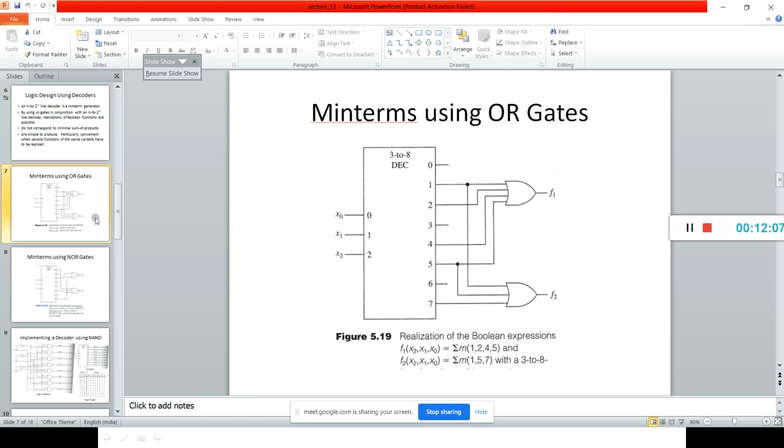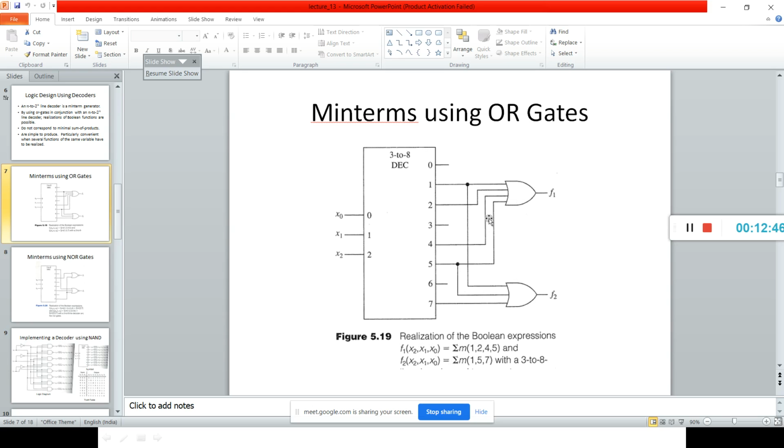Now, the min-term generator using OR gates. Min-terms can be generated for x2, x1, x0. There are 3 inputs and 8 outputs. So here 3 inputs are there, that is x2, x1, x0. And here 2 functions are given: f1 of x2, x1, x0 is summation m 1, 2, 4, 5, and f2 is given as 1, 5, 7.